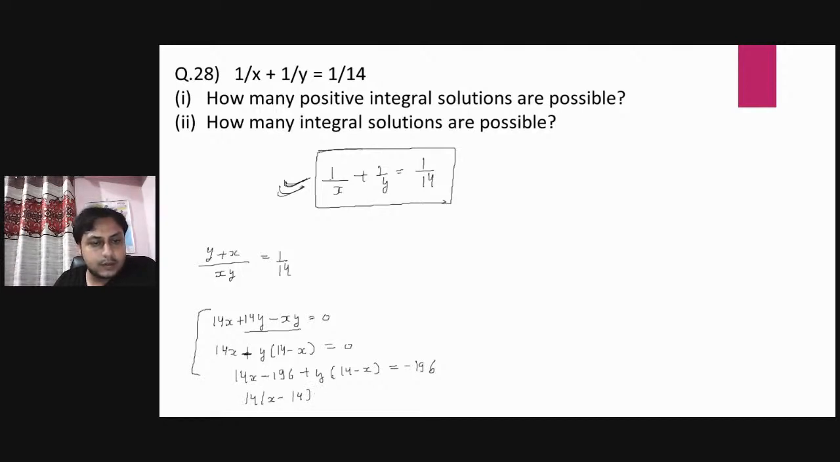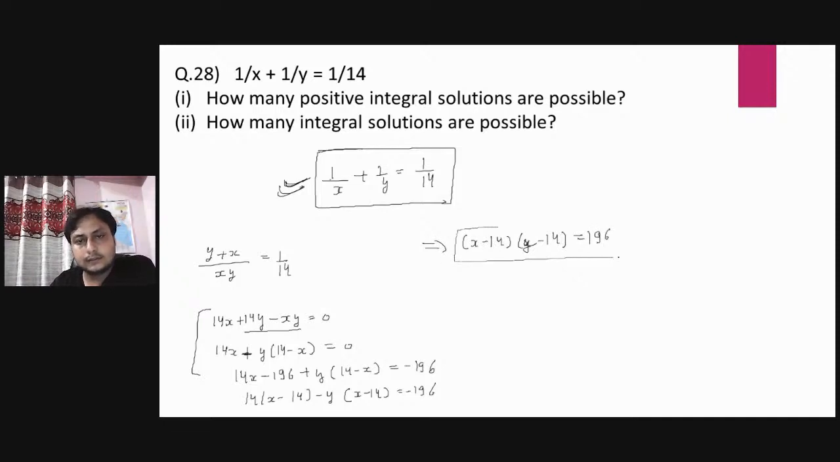X minus 14. So guys, take minus x common, so it becomes 14 minus y. So this is what x minus 14 equals to minus 196. So it becomes x minus 14 into 14 minus y, or you can write it as x minus 14 into y minus 14 equals to 196, right? So this is the equation.